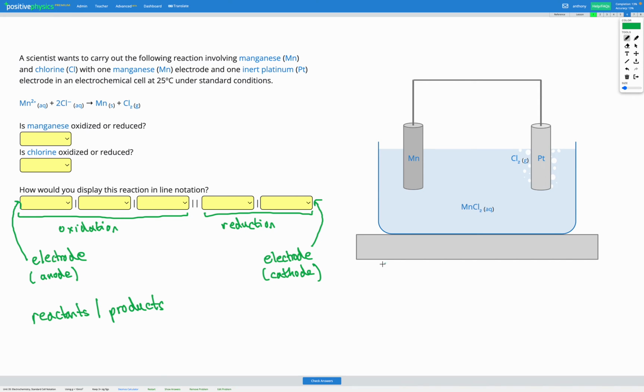Remember, we also have OIL RIG, which tells us that oxidation is loss of electrons and reduction is gain of electrons.